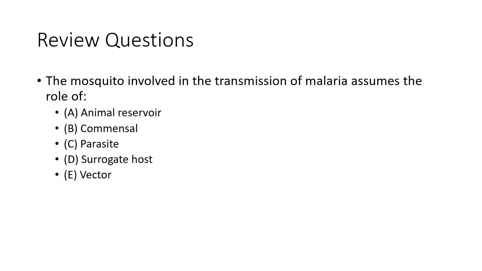Let's say you should know this based off of your microbiology class recently, but the mosquito involved in transmission of malaria assumes a role of what? Animal reservoir, parasite, surrogate host, vector. That everyone should know. That one's pretty easy, right? Like the host, vector, all of that. If you have a change in, say, for instance, host defense, that changes things a little bit. So get a good feel for that life cycle there.